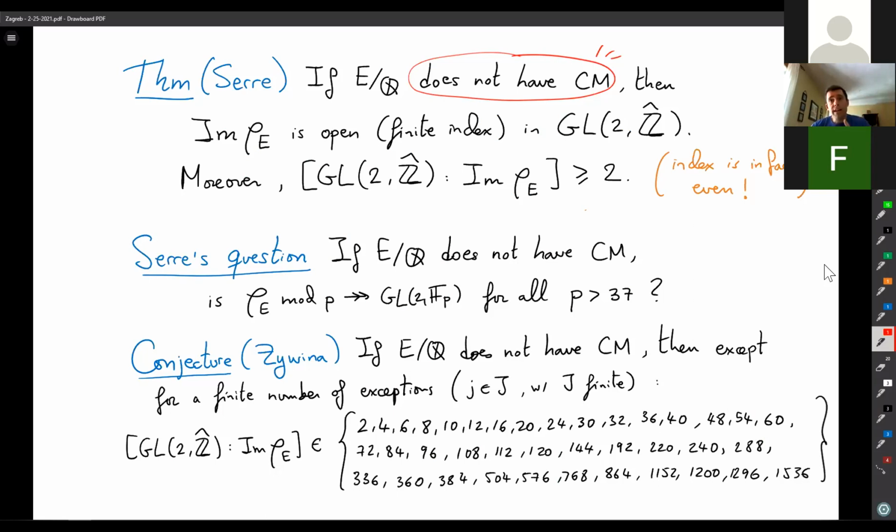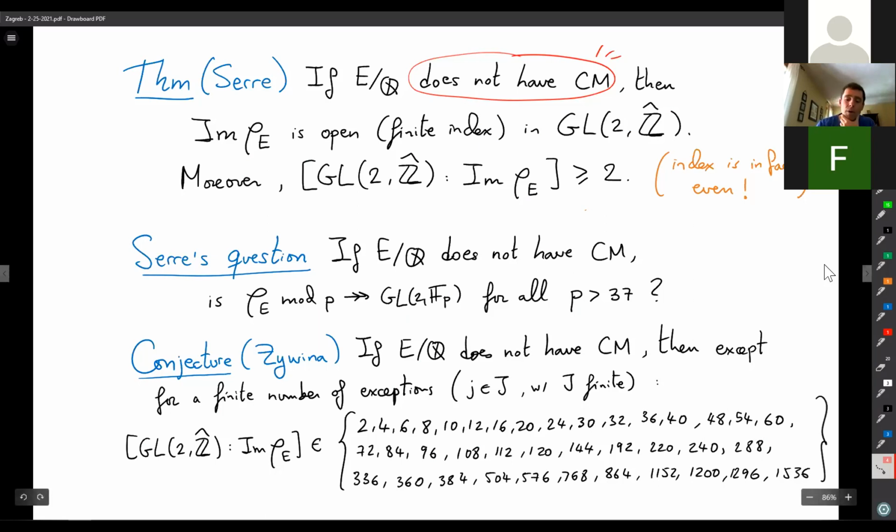Another question is, what is the index? And once you know the index, what subgroup are we talking about? Moreover, in the same paper, that paper is amazing, I keep going back to it because there's so much stuff in it, Serre shows that the index is always at least 2 over Q. It cannot be index 1. And in fact, if you look into it, the index is always even, so it's divisible by 2.